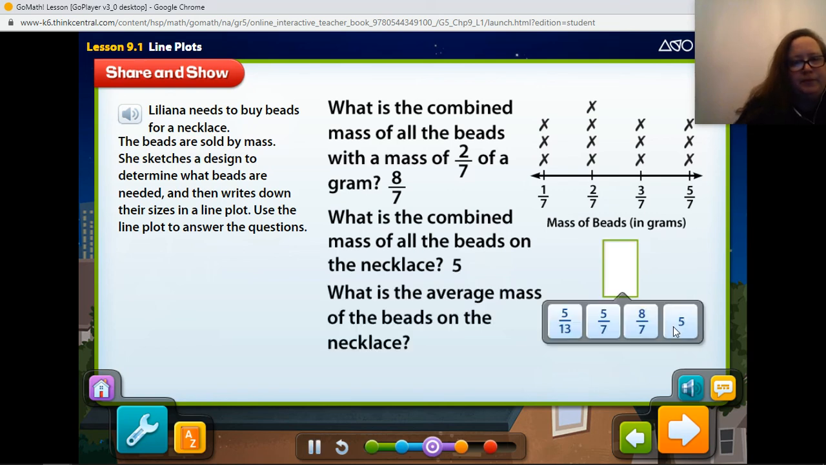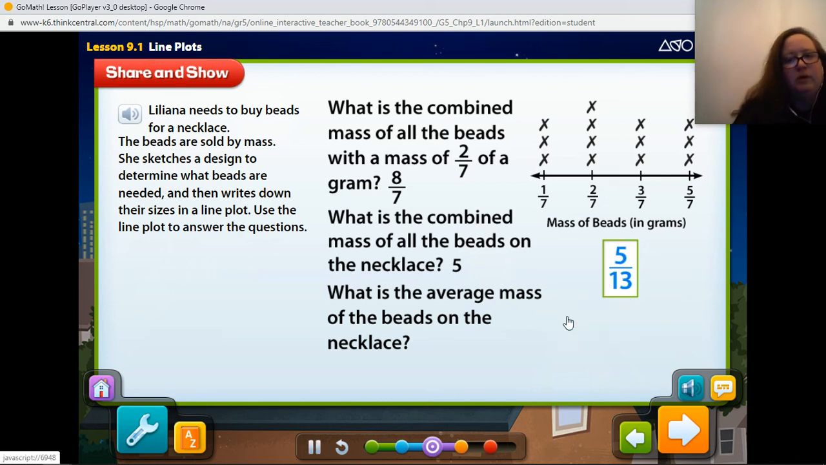What is the average mass of the beads on the necklace? So to find the average, and like the previous problem, we take our combined mass, which is 5, and we divide it by how many data points we have. So we have 1, 2, 3, 4, 5, 6, 7, 8, 9, 10, 11, 12, 13. So we have 5 divided by 13, and we can make that into a fraction, which means 5 over 13. Correct. The average mass of the beads on the necklace is 5/13 of a gram.